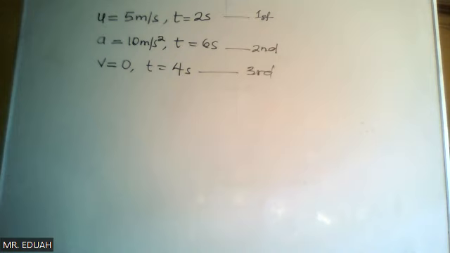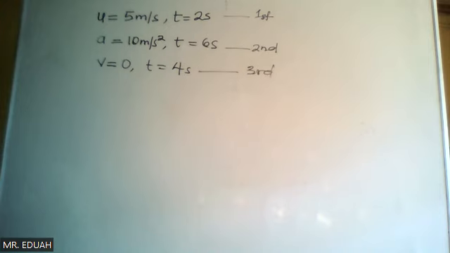What is the final velocity? A motorist travels with an initial velocity of 5 meters per second for 2 seconds and then accelerates uniformly at 10 meters per second squared for 6 seconds. For a further 4 seconds, the motorist uniformly retards to rest. With the aid of a velocity-time graph, calculate the maximum velocity attained, the total distance traveled, and then the average velocity.